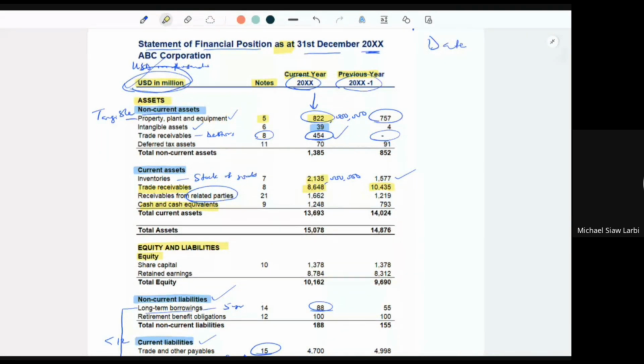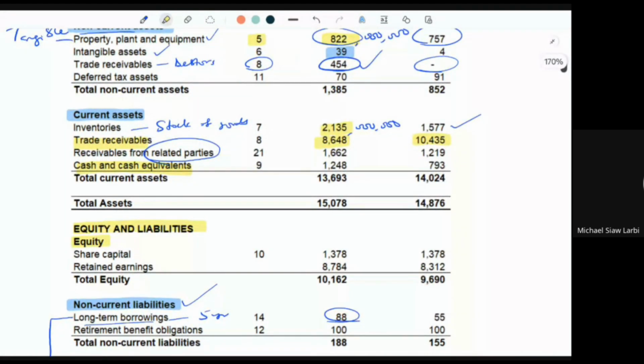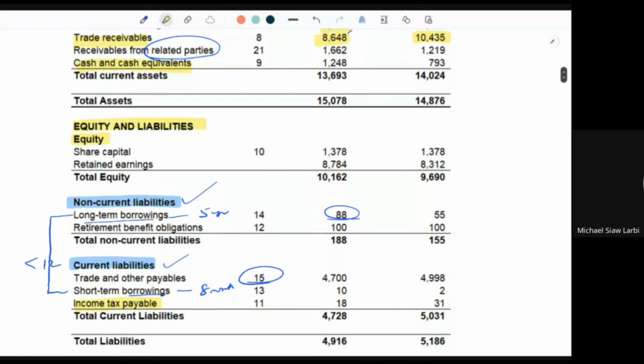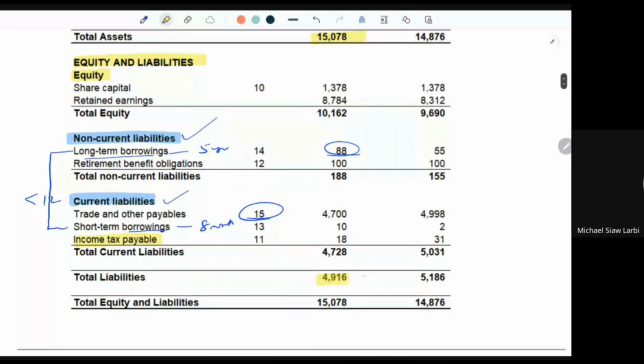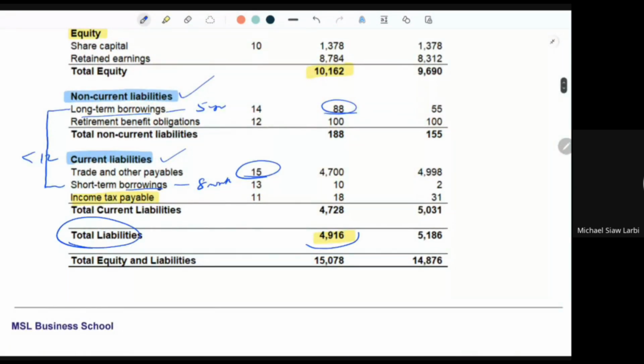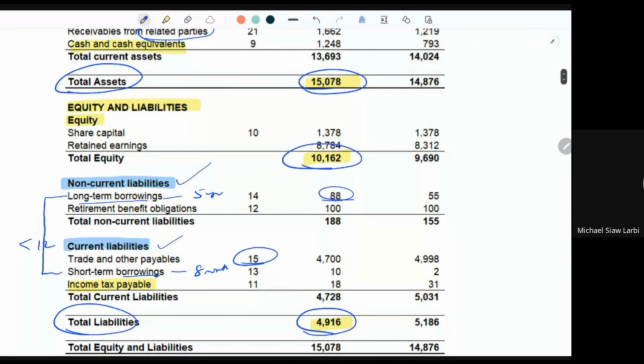Oh, I forgot equity. Remember I said equity is just the difference between your assets and your liabilities. So if you have a calculator here, let's all practice. Total assets is 15,078, right? So let's take out total liabilities of 4,916. It will give us 10,162. Try it on your own. Take your phone and calculate it. When you take your total assets, this line, subtract your total liabilities, this line, it will give you 10,162, because we said what? Asset minus liability equals equity.